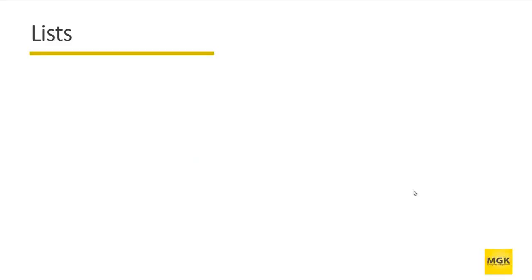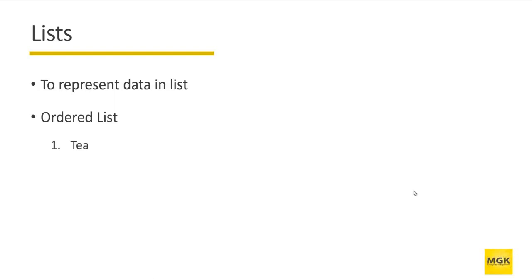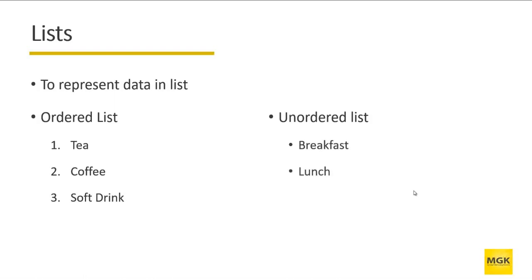So what are lists? Lists are used to represent data in list form. There are two types of list, as I told you before: ordered list and unordered list. How do you represent data in an ordered list? As you can see, there is a numeric format. On number 1 there's tea, then coffee, and on the third there is soft drink. And an unordered list, as you can see, has breakfast, lunch and dinner. So there are two types of list, ordered list and unordered list.